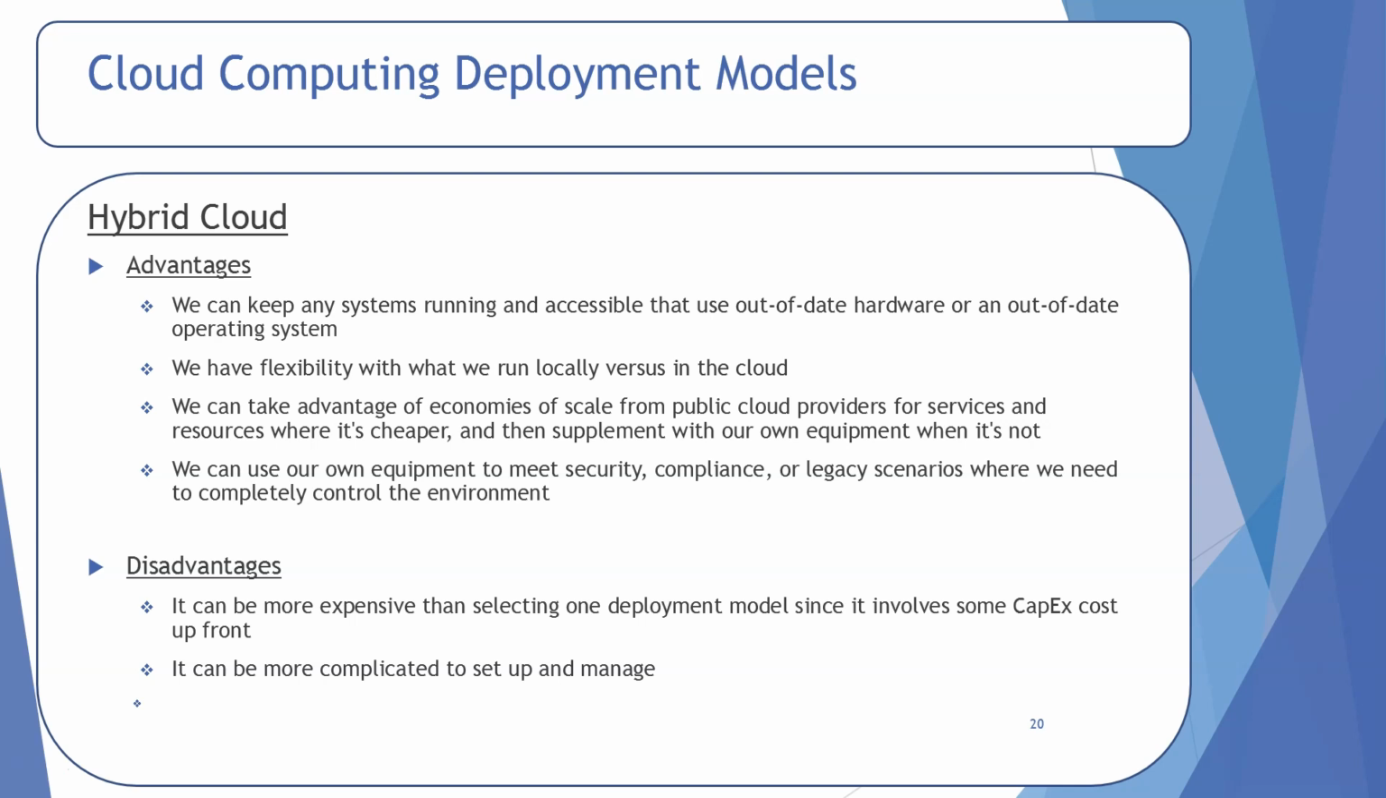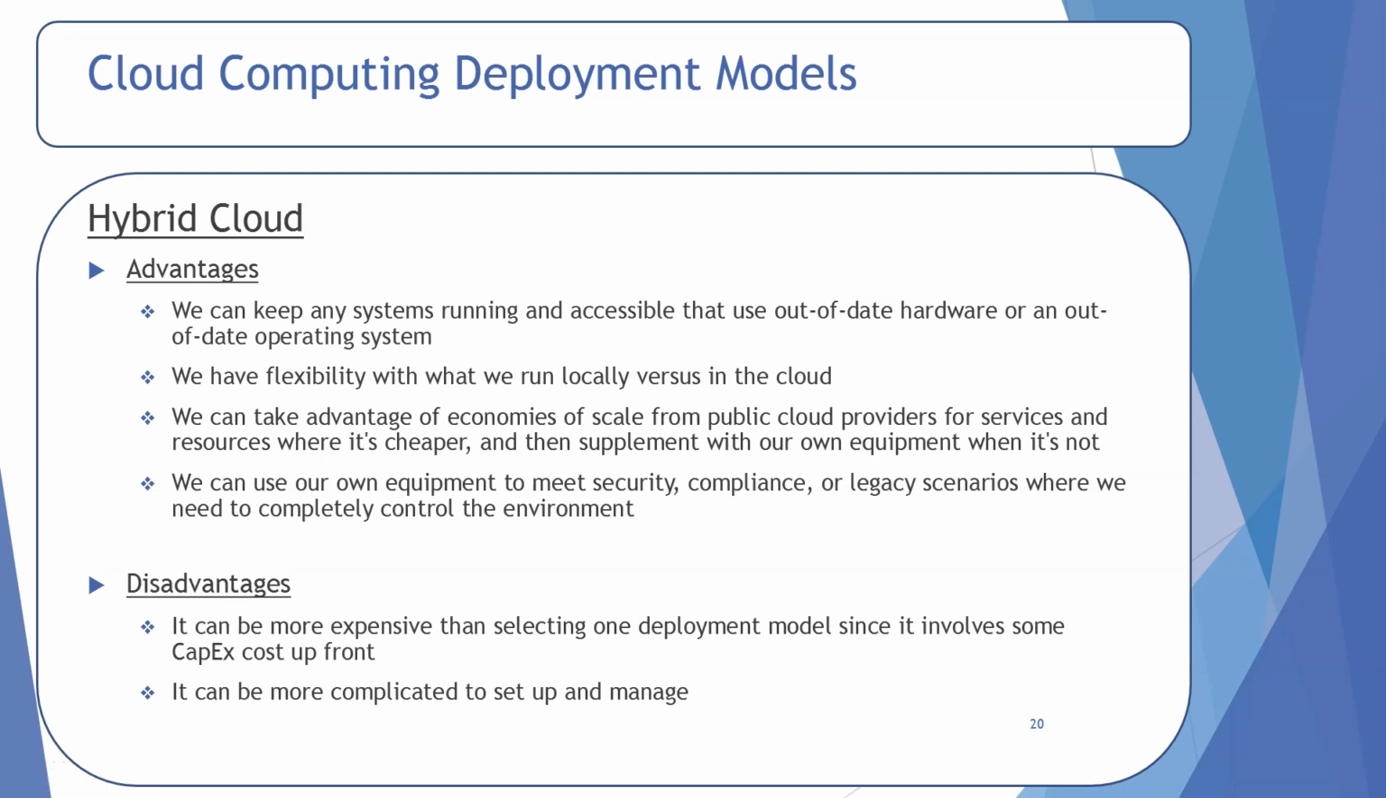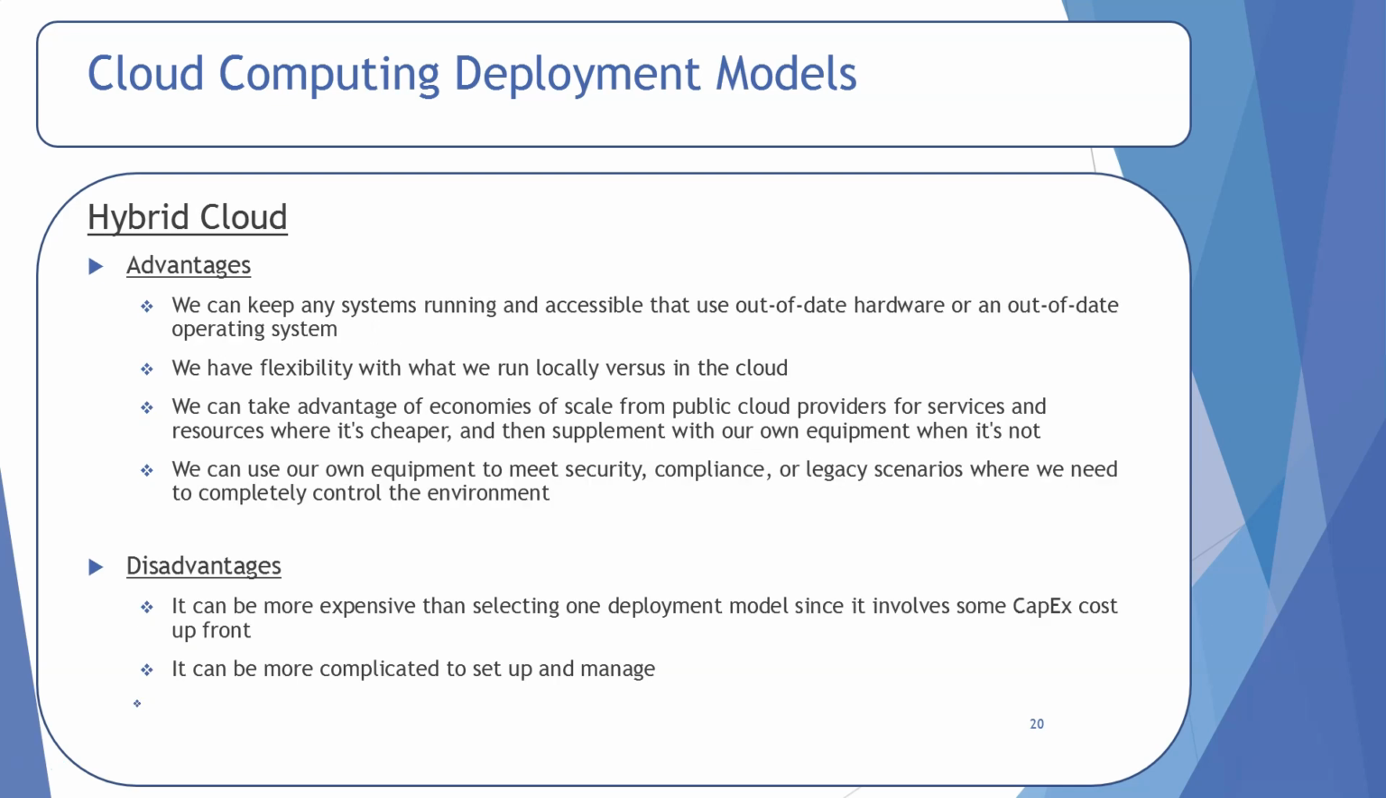This is helpful when a piece of application can't be deployed in public cloud due to security or compliance reasons. Another example is one or more legacy applications that run on old hardware and can't be updated. Some advantages of hybrid cloud are we can keep systems running and accessible that use out-of-date hardware or an out-of-date operating system. We have flexibility with what we run locally versus in the cloud.